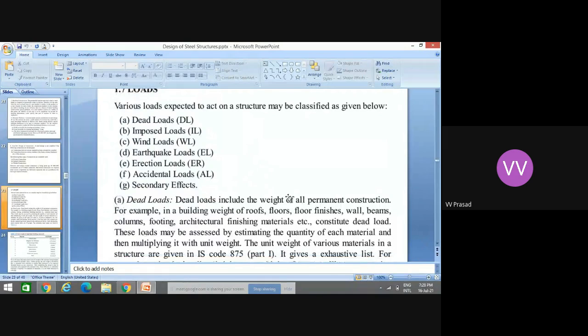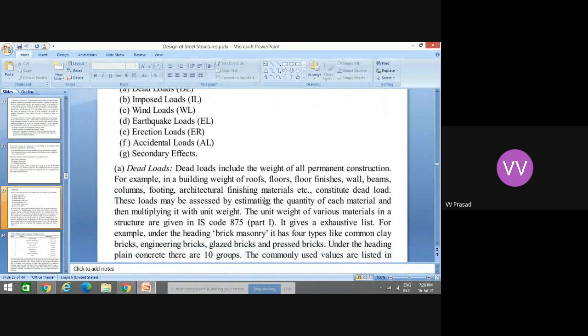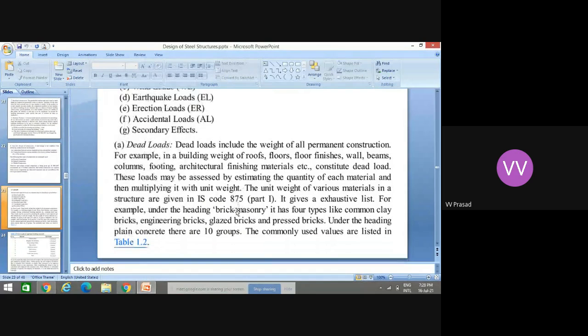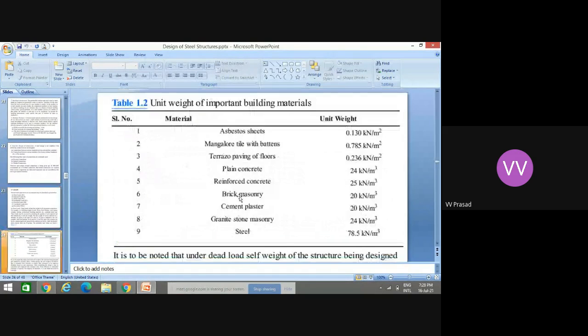So dead load means it is the self weight of the structure. It is a permanent construction of the structure, and live loads means these are the temporary loads. Live loads means vehicles passing on the bridge, those loads are the live loads, and the bridge structure load is the dead load, that is permanent load. So many loads are to be considered.